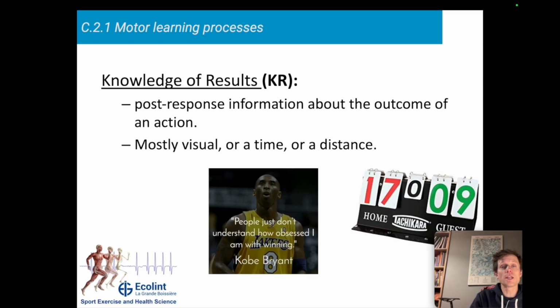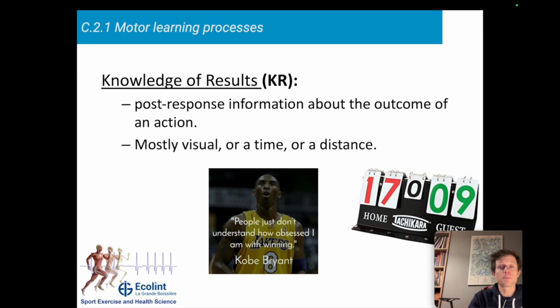Knowledge of results then is when we're receiving information about the outcome of our performance or our action. This is mostly visual or time-based or distance-based and tends to be objective measurements. So, did we win or lose? How much by? How fast did we run our 100-meter sprint?